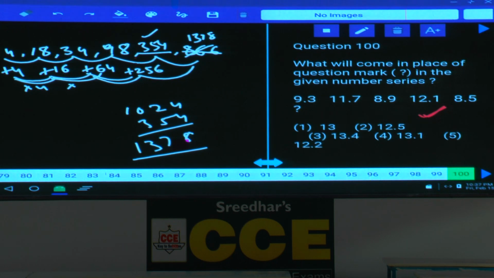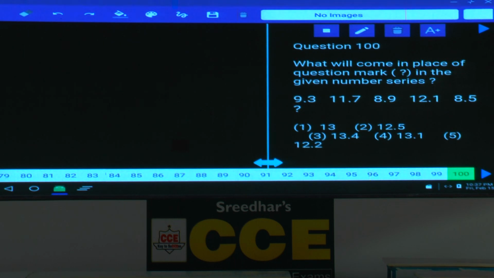Then, question number 100. Now in this question, 9.3, 11.1, whenever there is a decimal, what should we do? We should remove the decimal by multiplying each of these numbers with 10. 9.3 is nothing but 93, 111, 117, next one is 89, and 121, 85, and next one is.